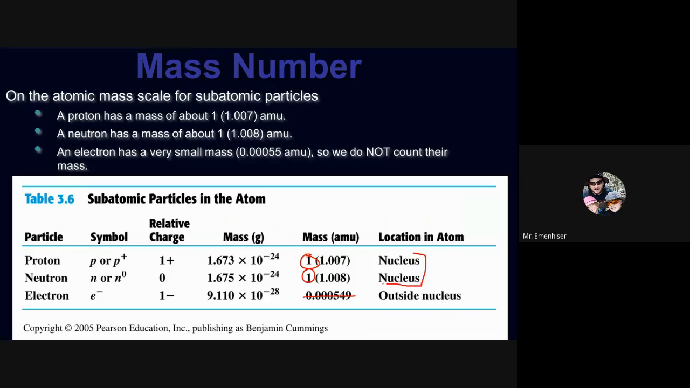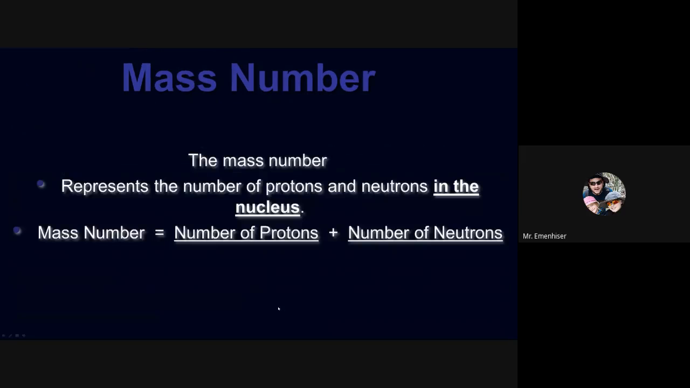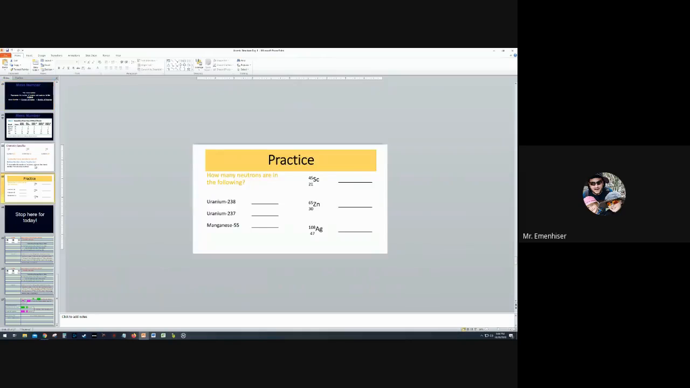Protons and neutrons are in the nucleus, and then electrons orbit the nucleus. Electrons have a negative charge, and they have that symbol. And here's their mass as well. The mass number is equal to the number of protons plus the number of neutrons. Okay. And I think I got one more slide.